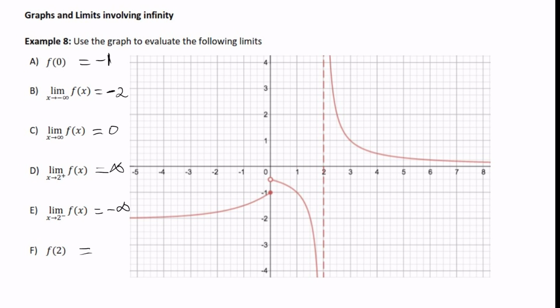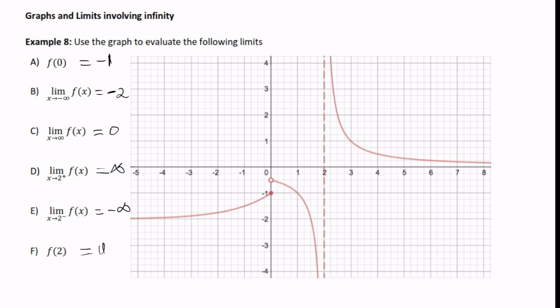And the last part, it says we should find f of 2. F of 2, we'll go to 2 and find, do we have any shaded value in f of 2? No. So here it is undefined. And this answers the question on the graph involving limits as x approaches infinity.